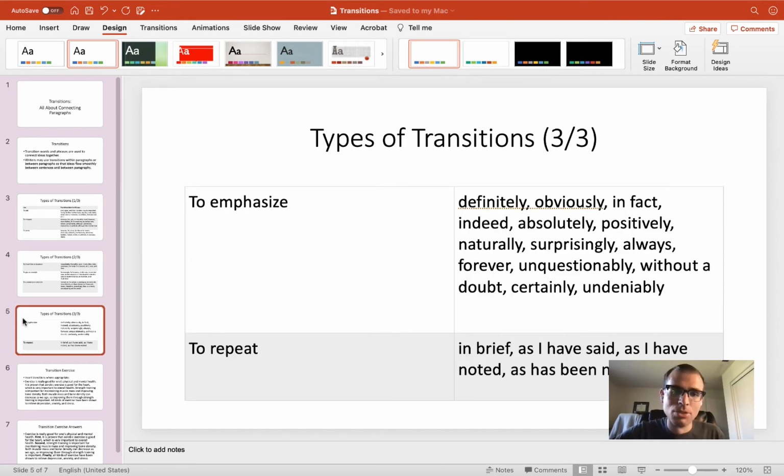The last two types are to emphasize and to repeat, both equally important types of transitions in an essay. You emphasize and repeat key terms that you want your reader to walk away with. Sort of like, if you, the reader, are going to skim my whole essay, and yeah, there's a chance that might happen, at least make sure you know these three things.